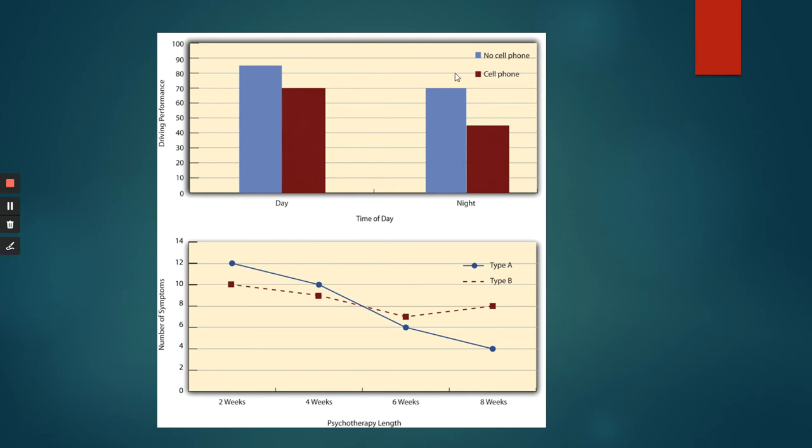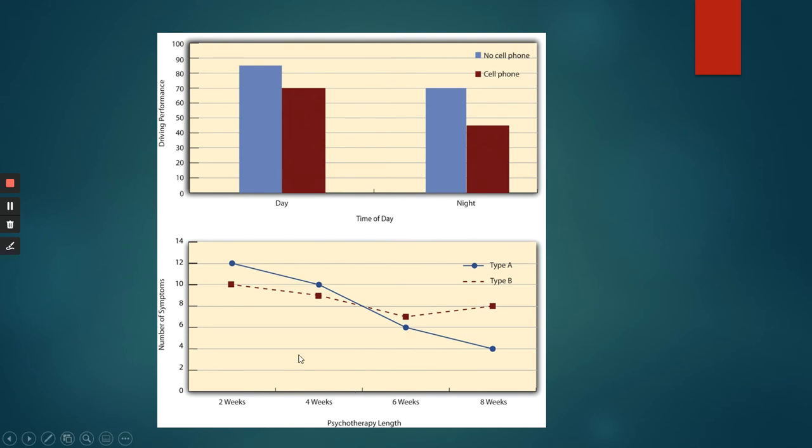So while there is a decrease in driving performance at night, the impact of night on driving performance is much higher for people with cell phones versus those who don't. I'm just looking at the difference between this bar and this bar versus this bar and this bar. Just looking visually, it looks like this difference, if you don't have a cell phone, is smaller than this difference. So it looks like this one has two main effects and an interaction.